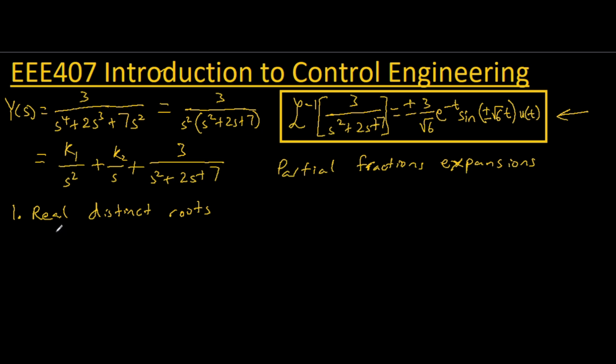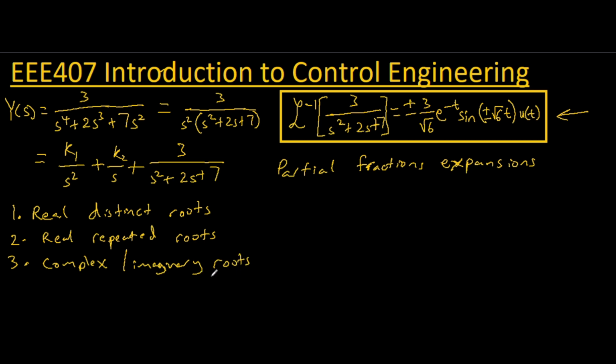So you could have real and distinct roots, or you could have real but repeated roots, in other words, some roots that exist more than once. Or you could have complex or imaginary roots. I hope you can read this. So you can have real and distinct roots, or real repeated roots, or complex or imaginary roots.